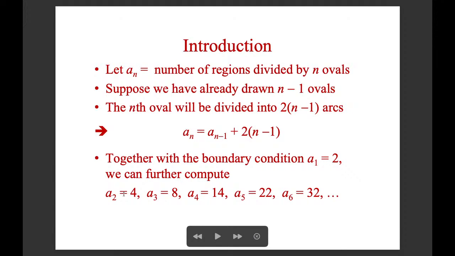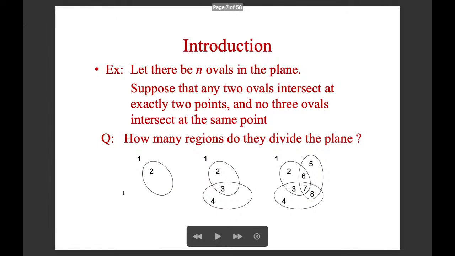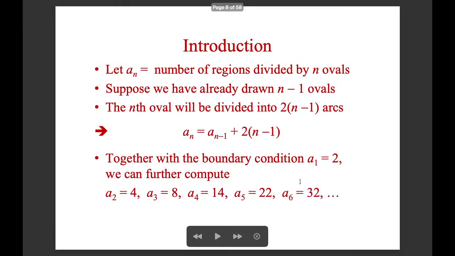So although the beginning looks like 2, then 4, then 8, the next one should be 14, and then the next one should be 22, and so on and so forth. So it is actually increasing quadratically in n, rather than exponentially in n. So we need to be careful.